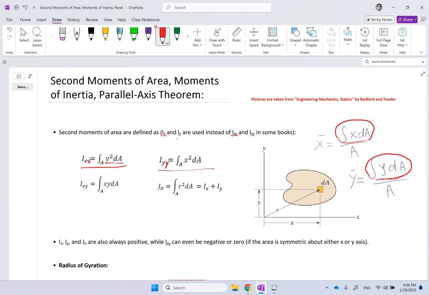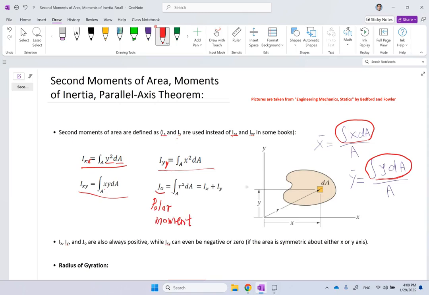And there is also a product moment. This is called the product moment, which is integral of xy dA integrated over the whole surface. And there is an extra one. Let's talk about this one as well. This is called the polar moment.